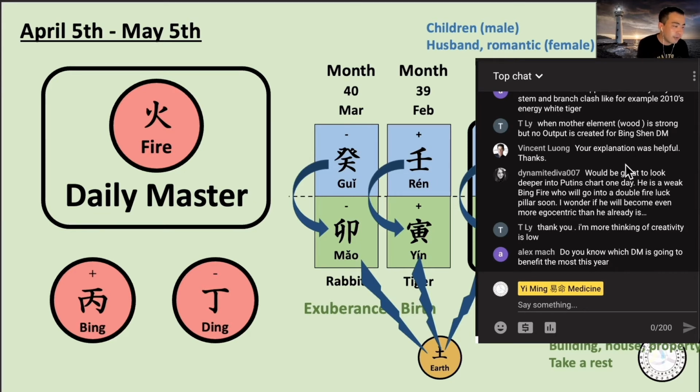Do you know which daily master is going to benefit the most this year? No, I cannot answer that question because daily master doesn't really determine good and bad. What determines good and bad, benefit or not, is all about the dominant energy and Yongshin. If your energy needs that wood energy this year, that is telling you that you can get benefit from the yearly energy.